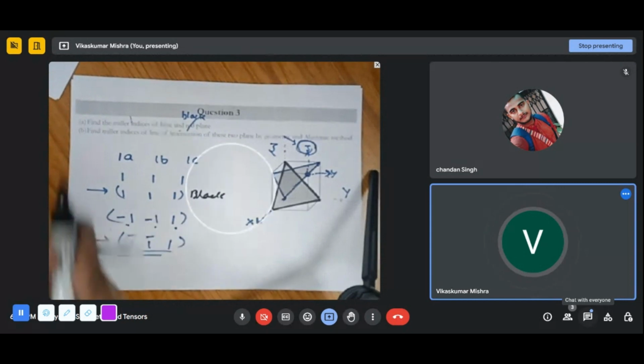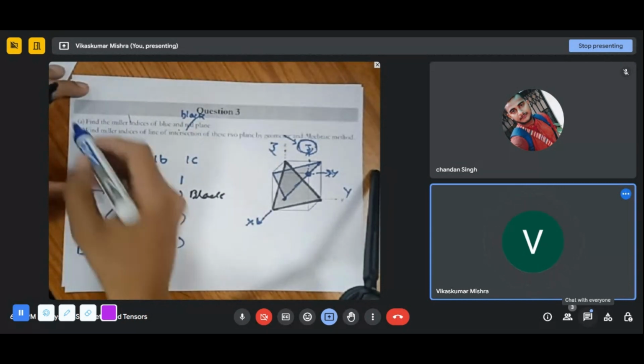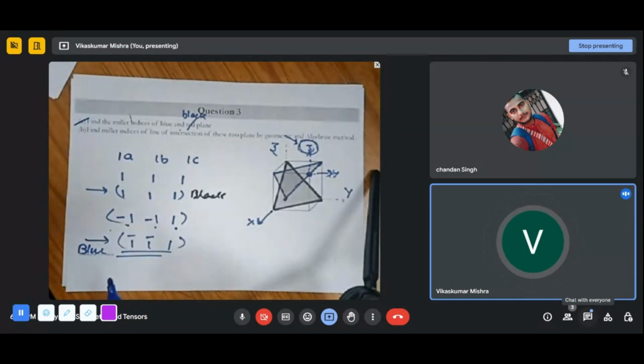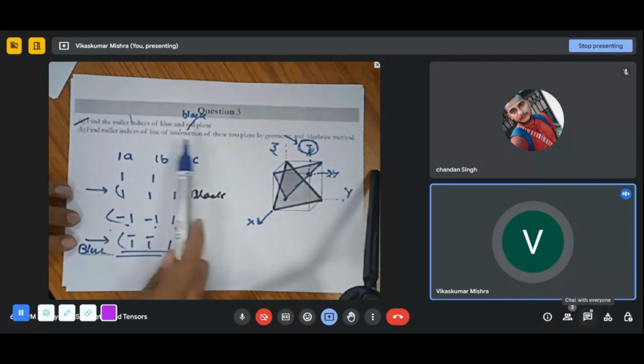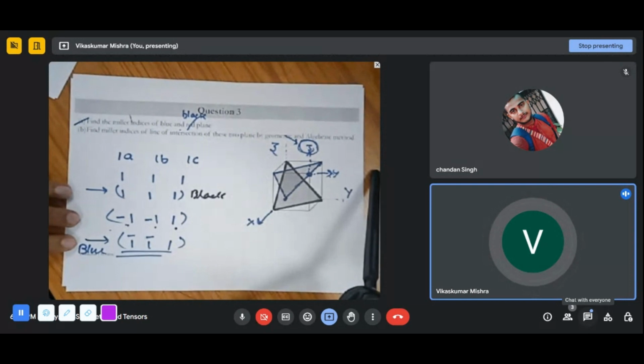So now let's see, our first part is over, right? Now let's get to the second part. What is the second part of the question telling us? We need to find the Miller indices of the line of intersection of these two planes. So we got the two planes. Now we need to find how the line of intersection is lying.